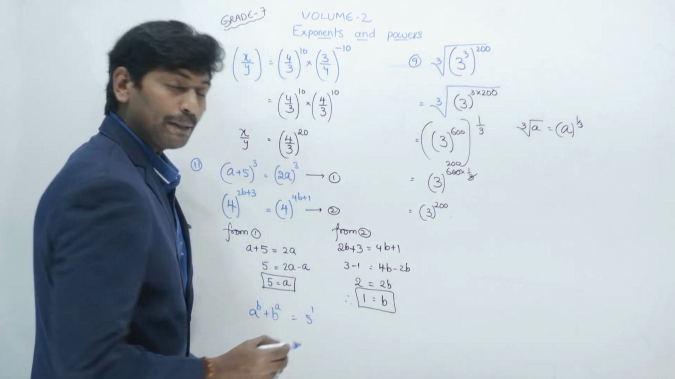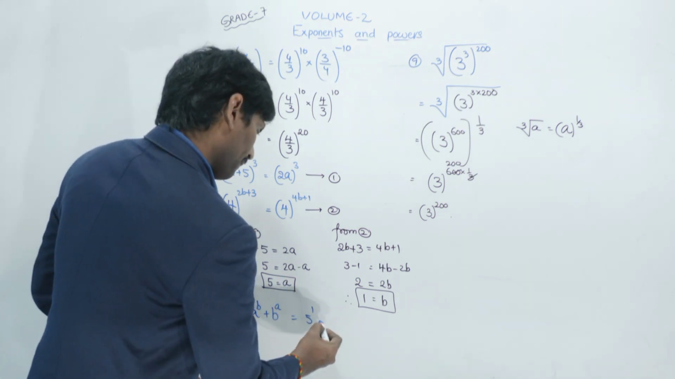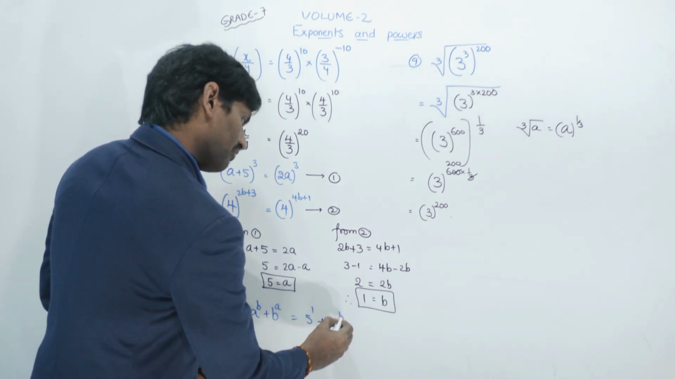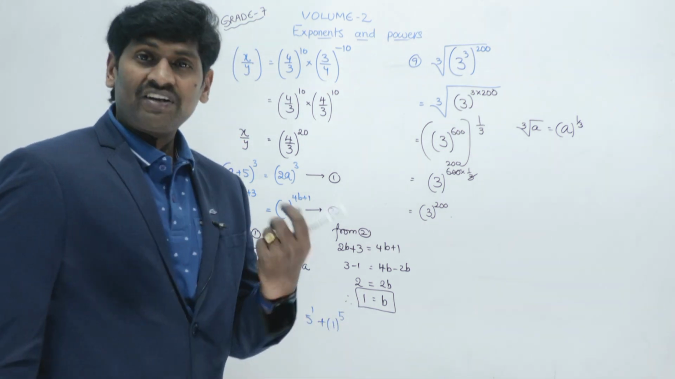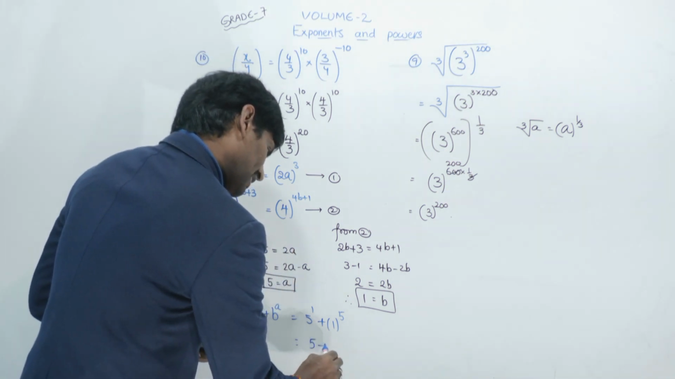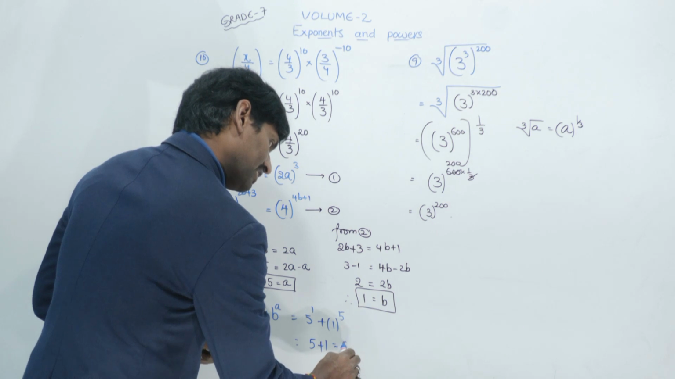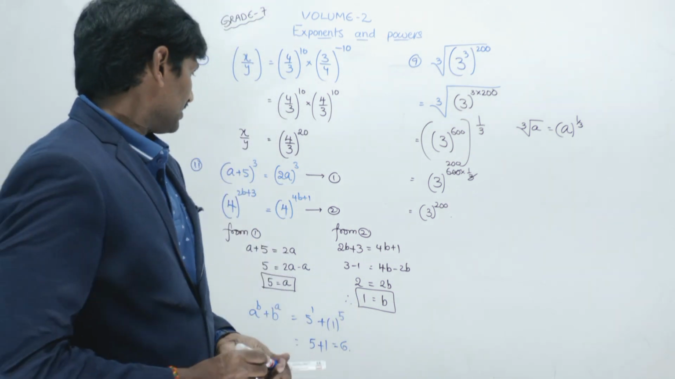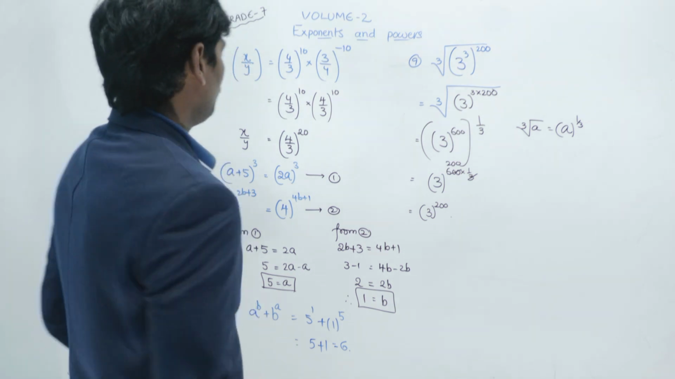5 power 1. 5 power 1 value is 5 only. And b power a. B value 1, a value 5. 1 power 5. 1 power anything is 1 only. So the answer is 5 plus 1, which is nothing but 6. Our required answer is 6. Clear, children? Yeah. Now let us go to the next problem.